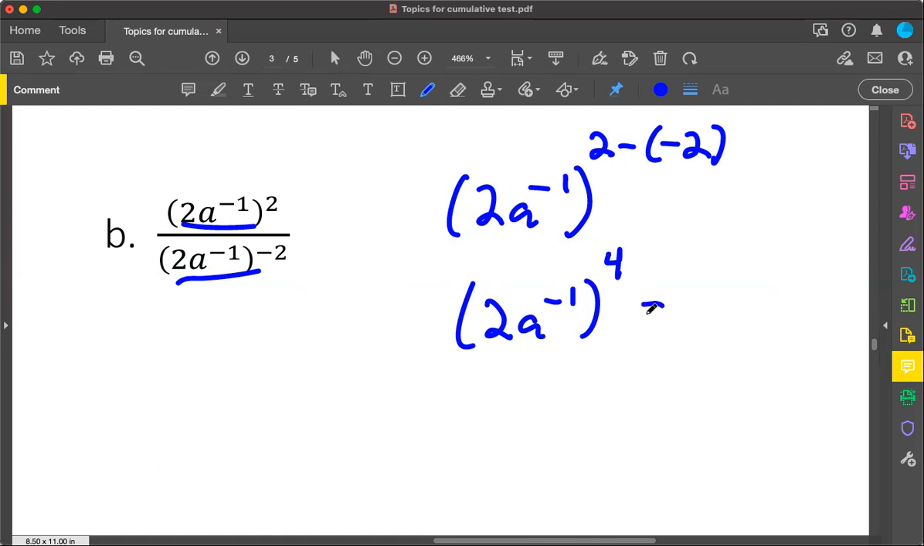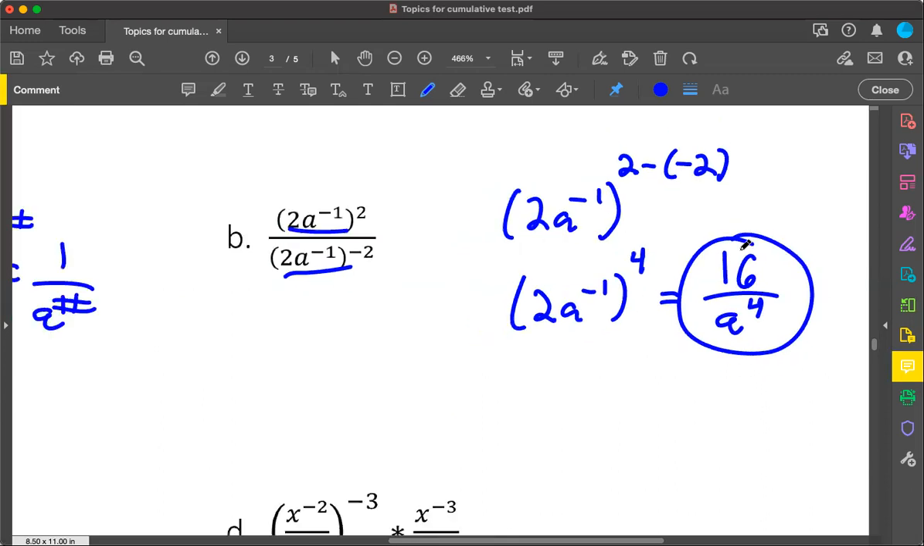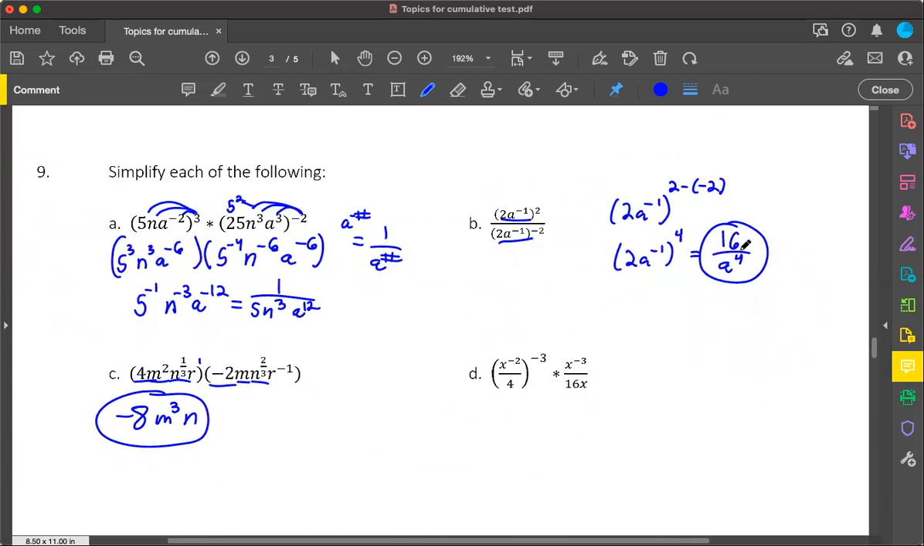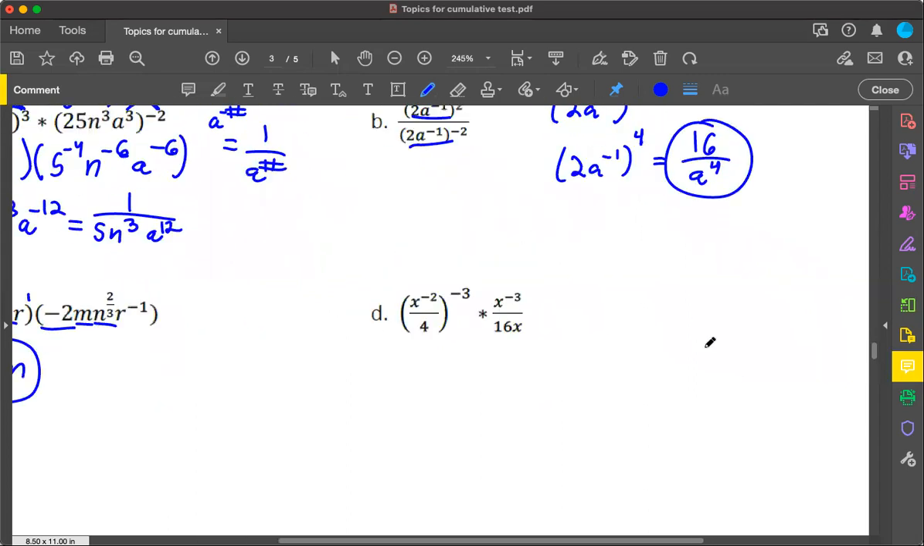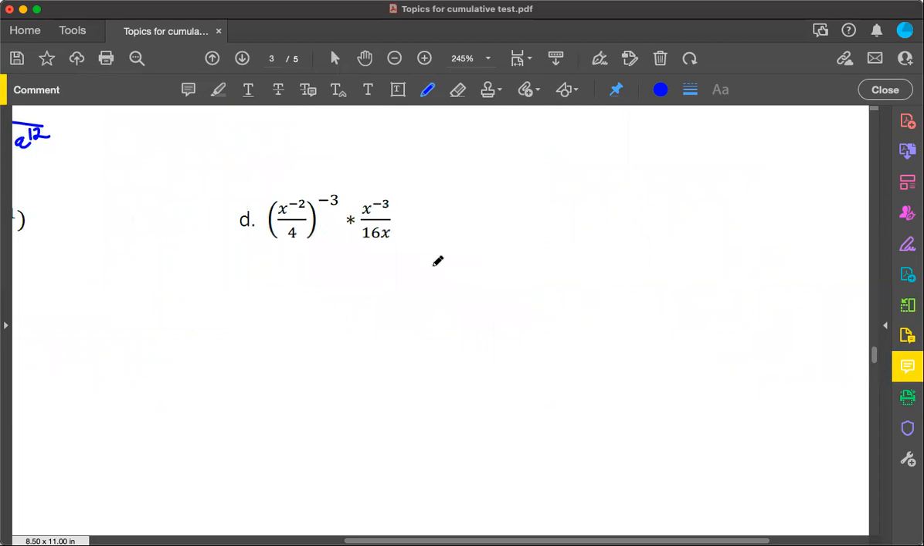And if you really think about this, 2 to the 4th is 16. a to the negative 4th power is like a to the 4th put in a denominator. So that's your final answer. I think that is the quickest way to solve it. If you look closely, worst case scenario, you distribute this 2 and start to subtract the bottom exponent, and you'll still get 16 over a to the 4th. Hope that makes sense.